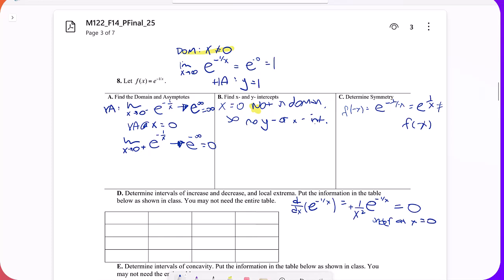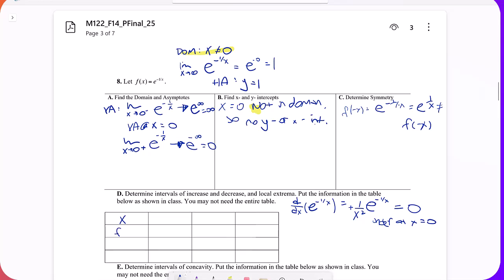Seems to be some confusion as far as what is to be done with this table. So let me refresh your memory. This is going to be the x values up here. This is going to be our f prime of x. And this is going to be our f of x.